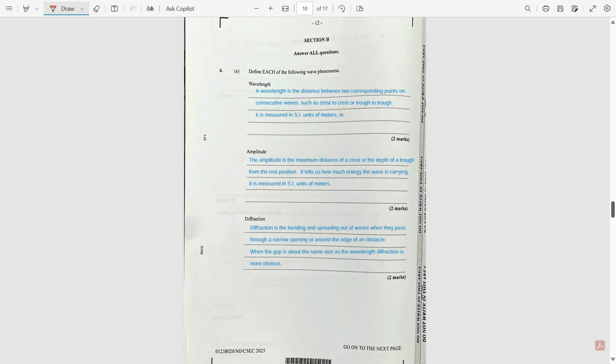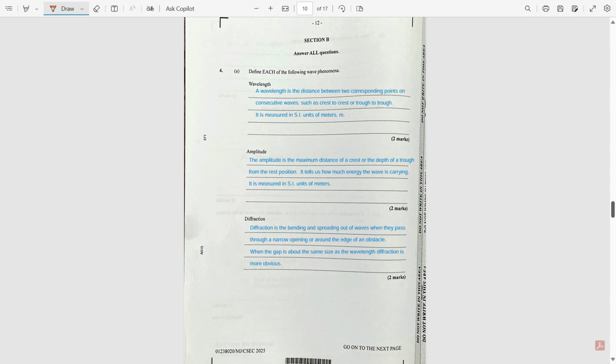Okay? Define each of the following wave phenomena. Wavelength. A wavelength is a distance between two corresponding points on consecutive waves, such as crest to crest or trough to trough. It is measured in SI units of meters. Then we have amplitude. The amplitude is the maximum distance of a crest or the depth of a trough from the rest position. It tells us how much energy the wave is carrying. It is measured in SI units of meters.